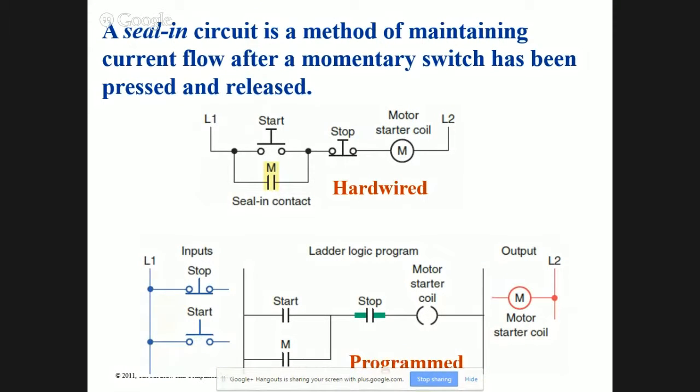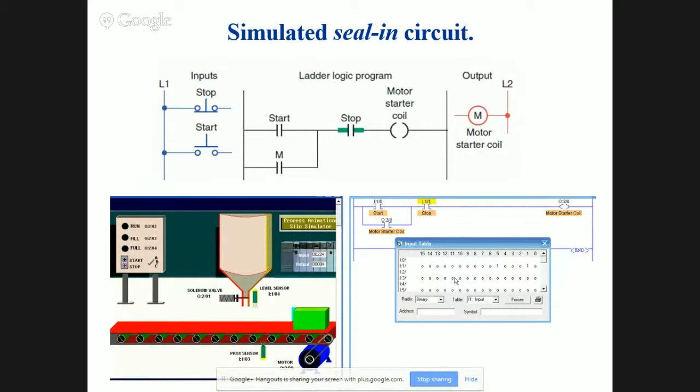We talked about seal-in circuits. Got start, stop. Now, here's my memory or my latch. We've replaced that. You've already done that. What did we replace it with in your examples of seal-in? We replaced it with the output. We programmed an output as an input and replaced it. So there's no physical connection there anymore.